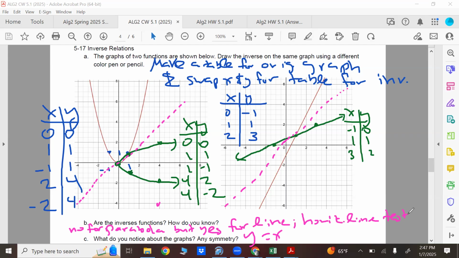Pink line. Notice that y equals x cuts this quarter plane in half. If I were to cut out a square piece of paper right now and fold along the dashed line, the red curve and the green would map onto each other. So whenever you have inverses, y equals x is always significant.